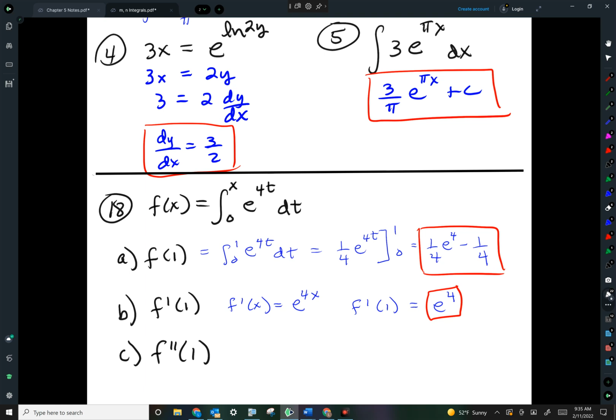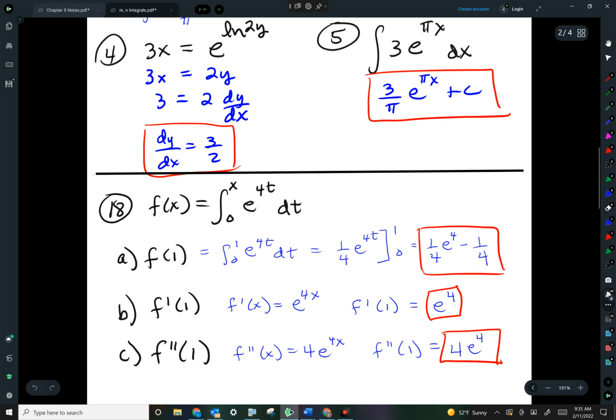All right, Chloe, what about letter C? I got 4 times e to the 4th. Right, don't you just take the derivative of your derivative? If this is f prime, then f double prime is the derivative of that. So this is one where you had to know how to integrate, and then you had to know how to do the derivative. All good?